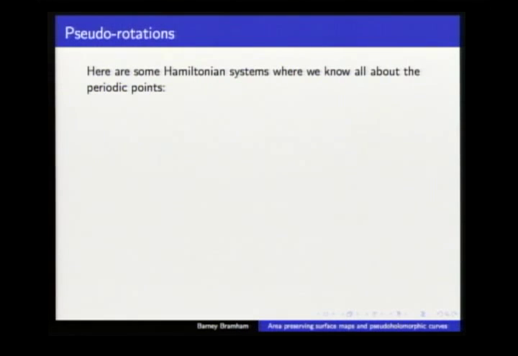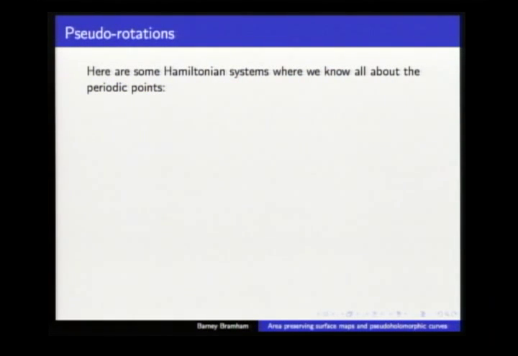And here then is a class of Hamiltonian systems where you know all about the periodic orbits. Shall I just hold this? Hello? Hello? Yes. Hello? Yeah. This is great.